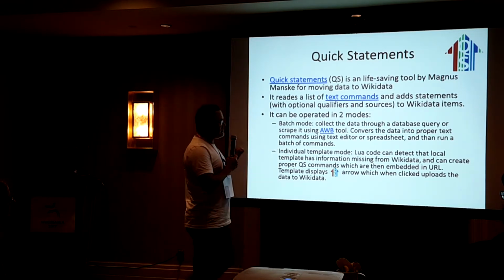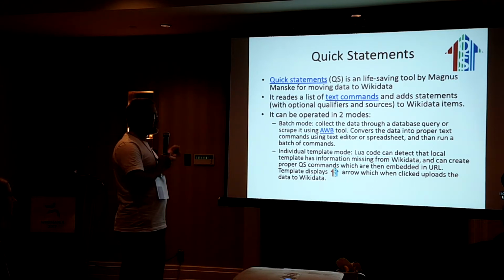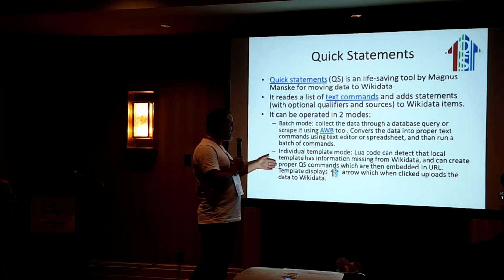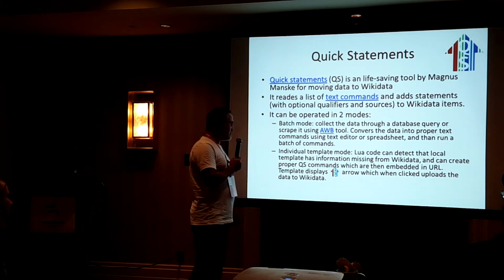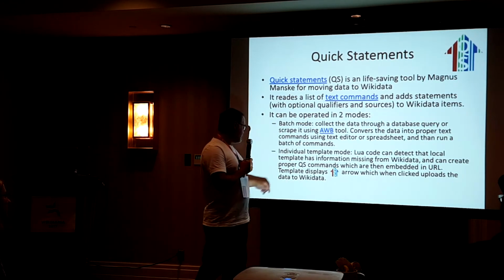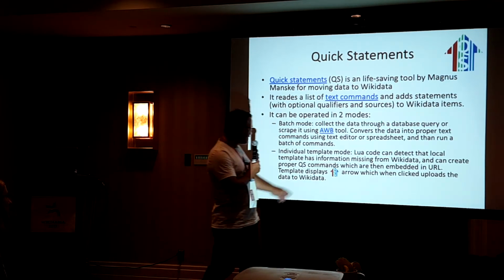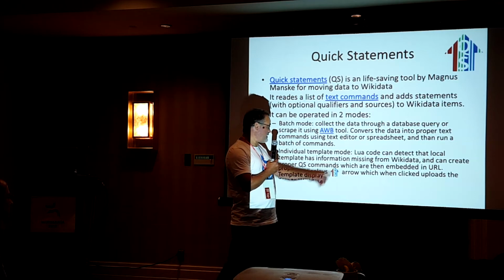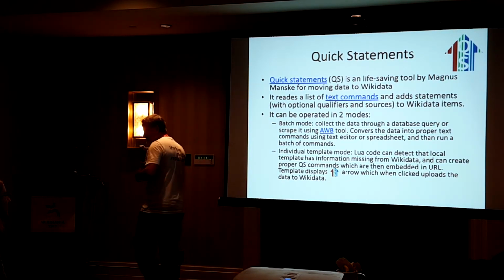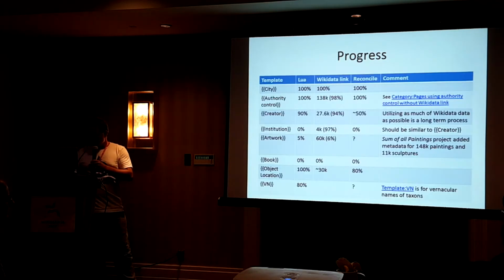The Lua code will detect that some local template has information which is missing from Wikidata, and then the template itself creates a proper QuickStatements command, which is embedded in a URL, and then we have a little icon here that someone created for me, very nice, I think. And if you click on it, it just uploads it to Wikidata. If I have time at the end, I'll show an example of how that works.